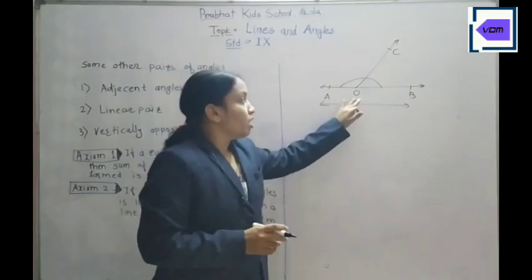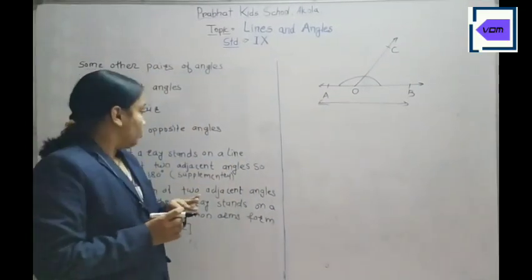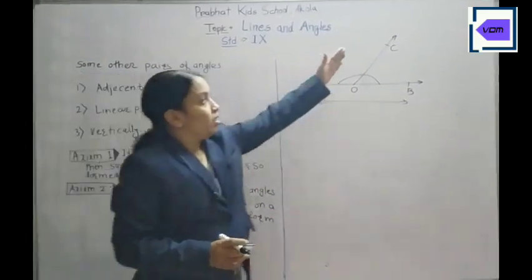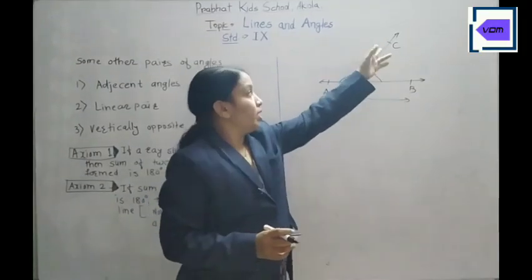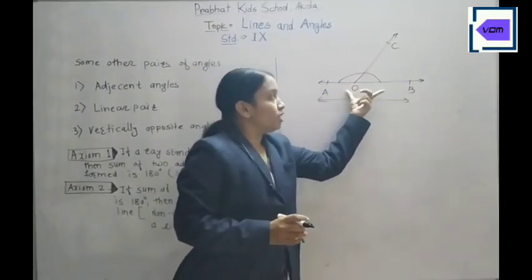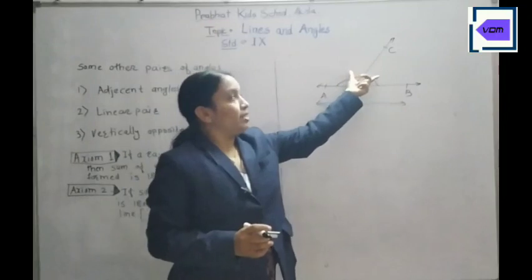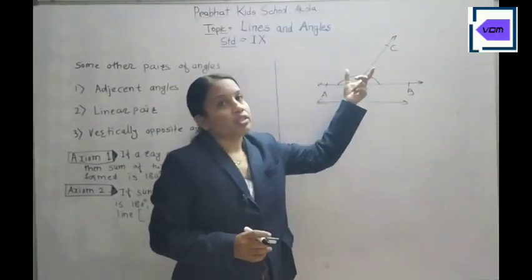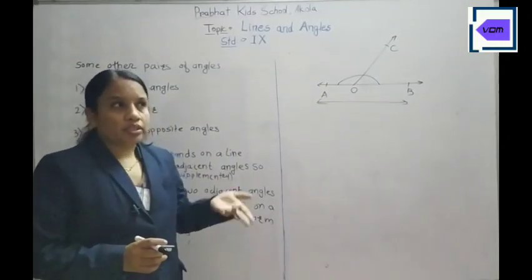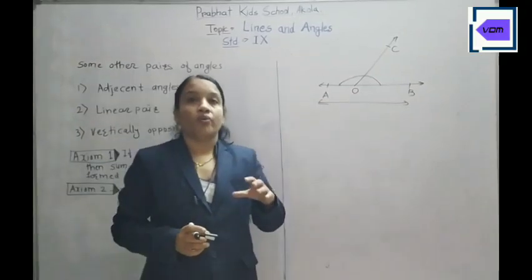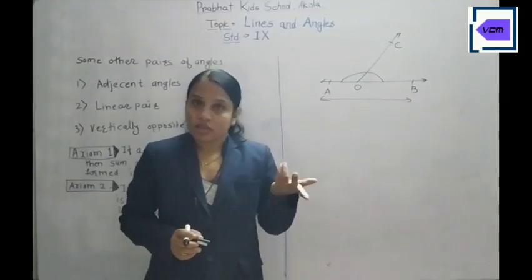Okay, this is axiom 1. What is axiom 1? This may be asked in the exams. If a ray stands on a line, then the two adjacent angles formed have the sum 180. This means you can say that a linear pair is always supplementary, as the sum is 180.